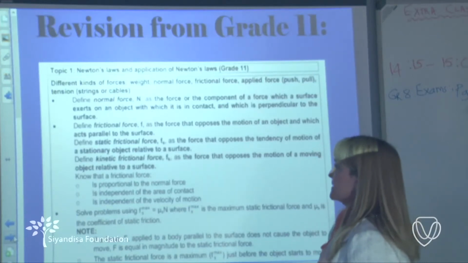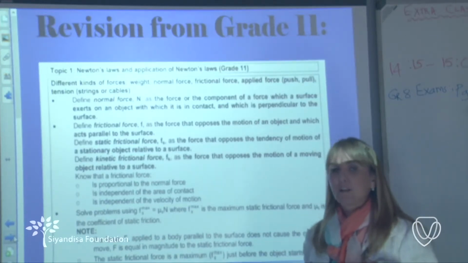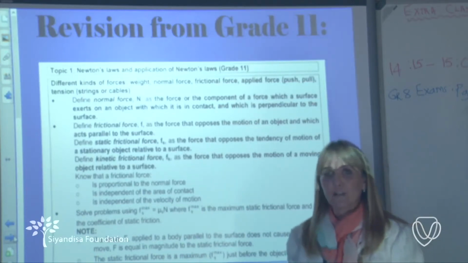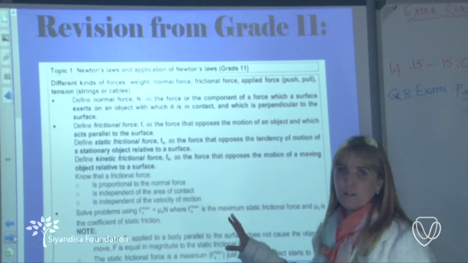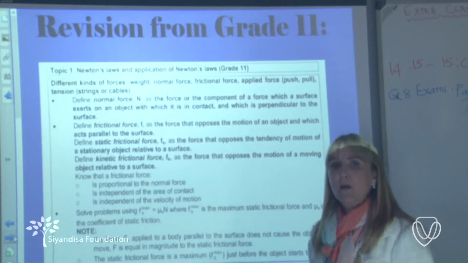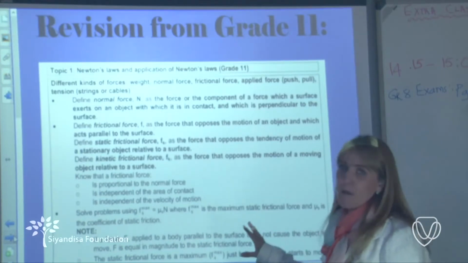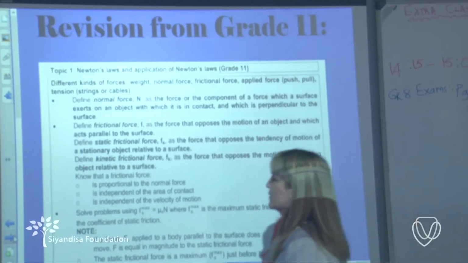We look at applied forces. We look at calculating Fnet. So a great deal of this section of work is based on your Newton's laws. So please make sure before you tackle this section of work before the exam that you just go back and revise your grade 11 work.